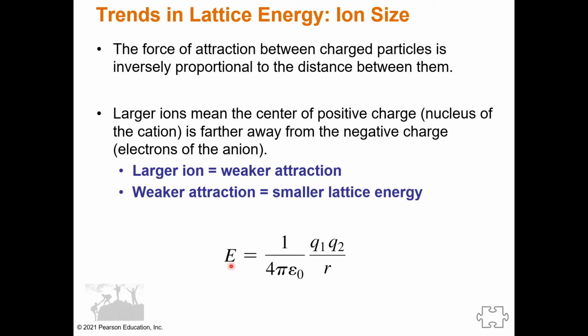So let's think back to one of our periodic trends, which is atomic radius, or in this case, ionic radius. As we go down the column in the periodic table, the size of the ion would increase. In other words, R would increase. So if you're looking at a large ion, there's going to be weaker attraction, because these two ions are going to be further away from each other. So if there's weak attraction, then the lattice energy would be smaller.